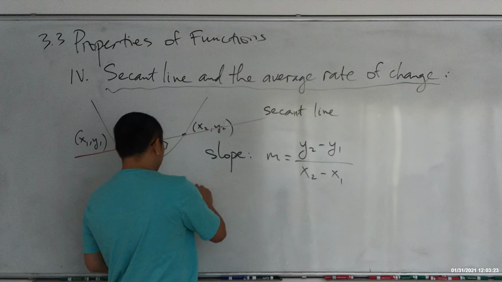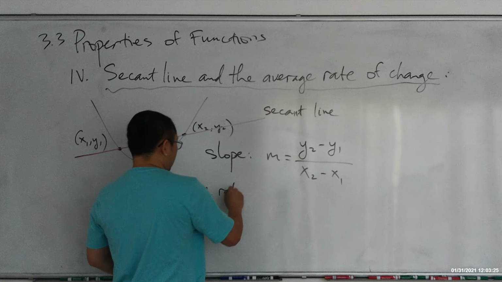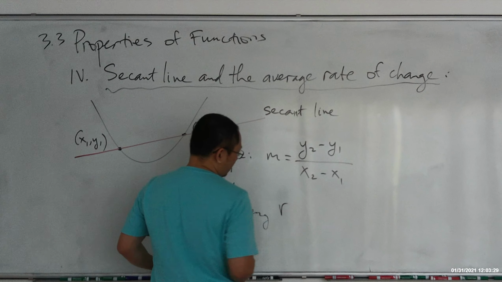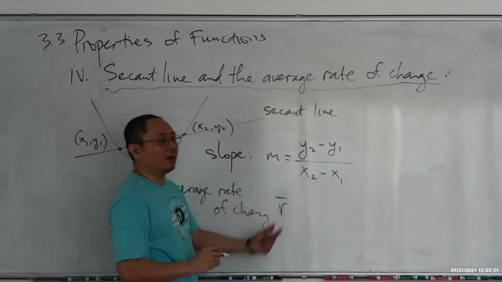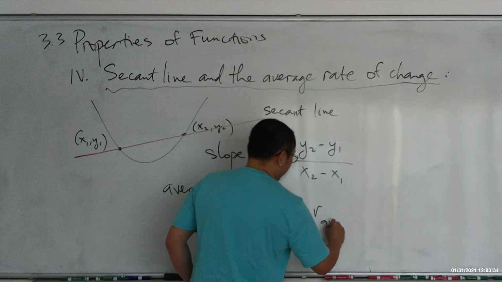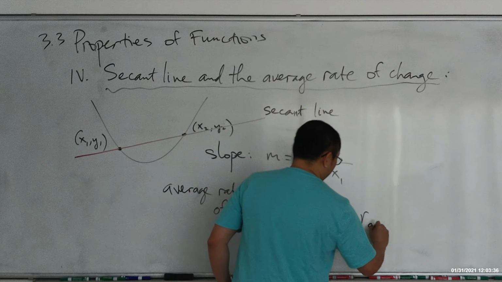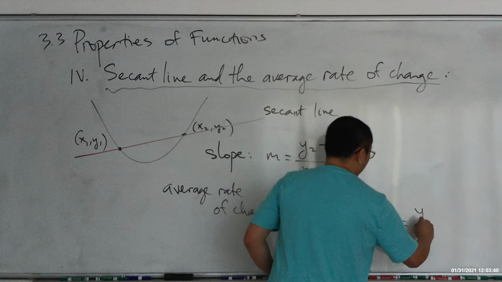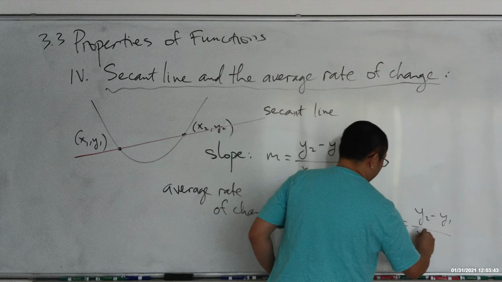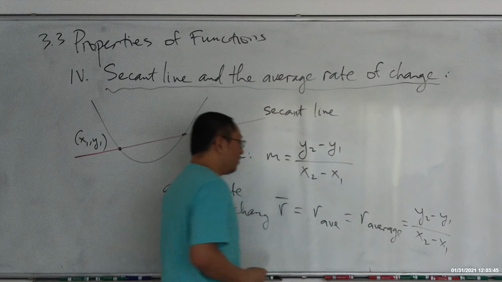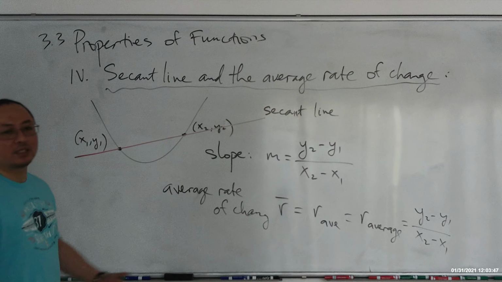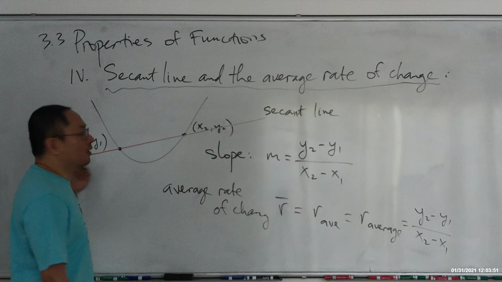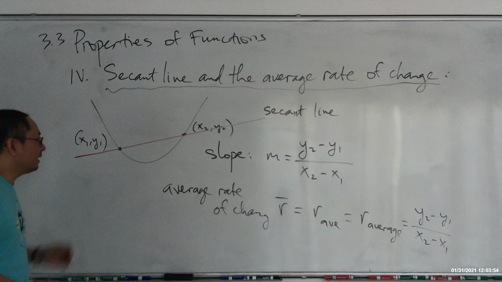Sometimes people will write R with a bar on top, or R ave, or R average. Either way, this is equal to (y2 minus y1) over (x2 minus x1). So what is the average rate of change? The slope of this secant line. So what is the secant line? This is the line that goes through two points on the graph.